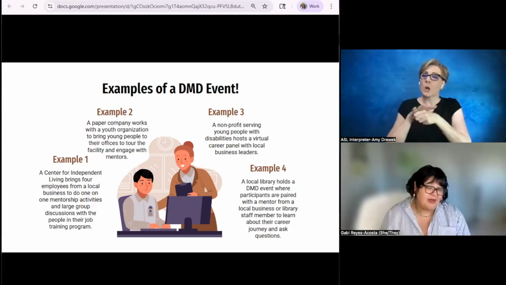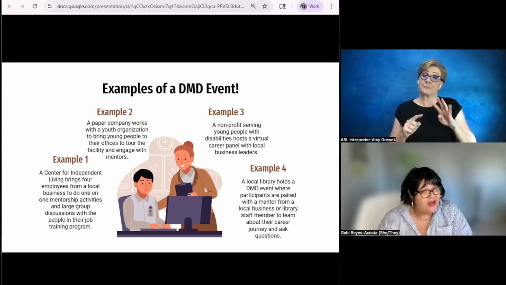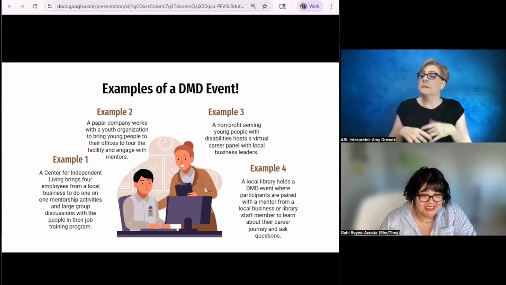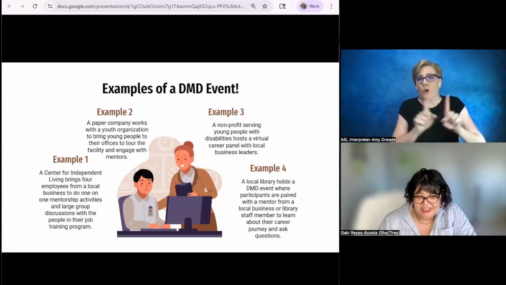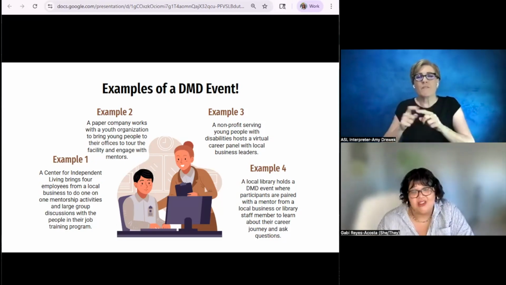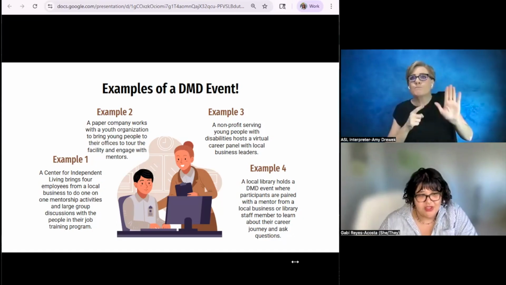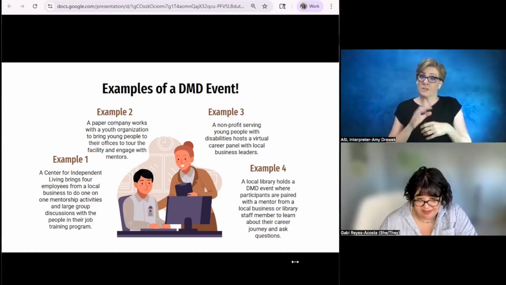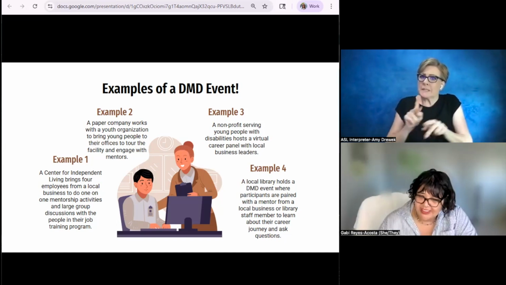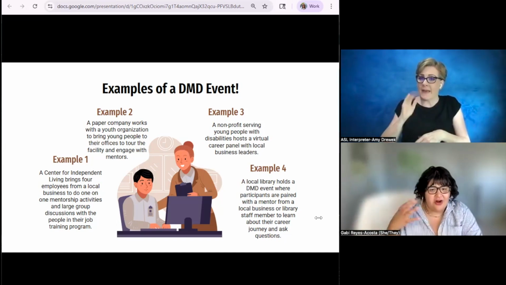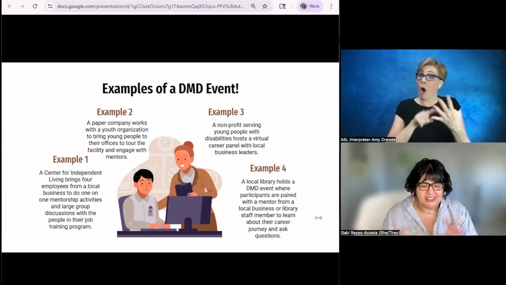A fourth example could be a local library holding a DMD event where participants are paired with a mentor from a local business or library staff member to learn about their career journey and ask questions. That's an example that really utilizes the folks who already work with the event planner to lower costs and overhead.